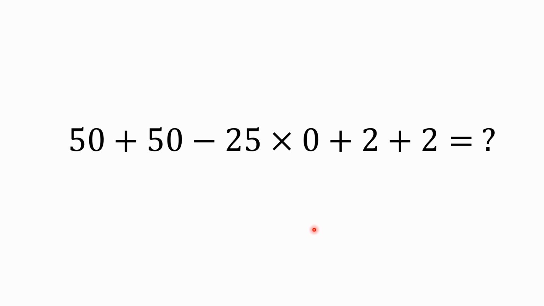We've got a problem here that I've seen show up quite a bit online. Actually, I think I did a video on this one over a year ago, but I wanted to go back and redo it a little bit, maybe have a little bit better graphics than before. But this problem is 50 plus 50 minus 25 times 0 plus 2 plus 2.